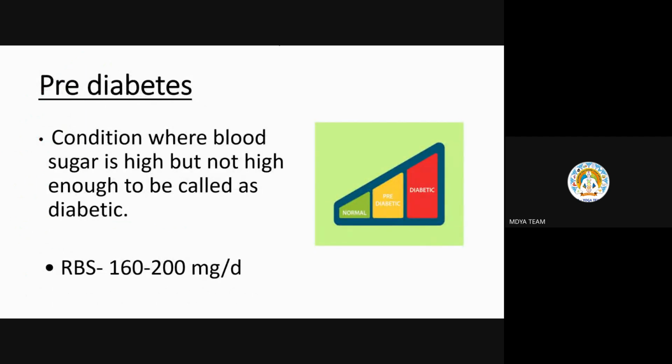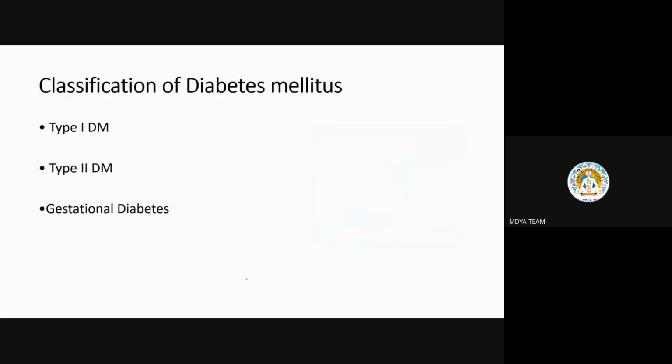Now pre-diabetes. What is pre-diabetes? By name itself we can understand it is something which is a little before diabetes. So before diabetic, the condition which is in between normal and exact diabetes, is called pre-diabetes. It is a condition where blood sugar is higher than normal, but not high enough to be called diabetic. We can't call it diabetic, but still from normal it is a little high, like 160 to 200.